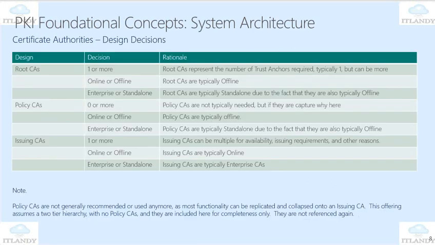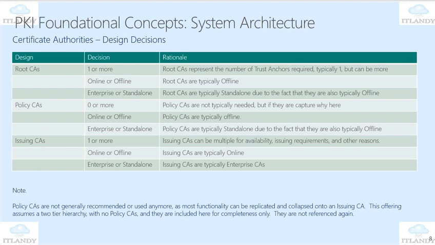We'll cover this in more details, but this is the concept behind the CA. Now, the certificate authority design decision. This is really crucial when it comes to designing your CA. What you need to do and how you do it. To start with, the root CAs, we have one, we said, or more. It can be online or offline, and can be enterprise or standalone. Now, these are the decisions you need to make before you deploy.